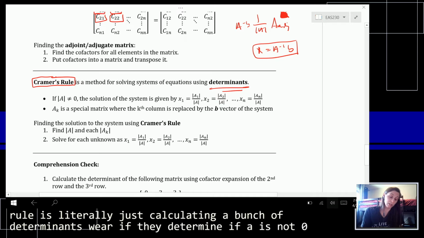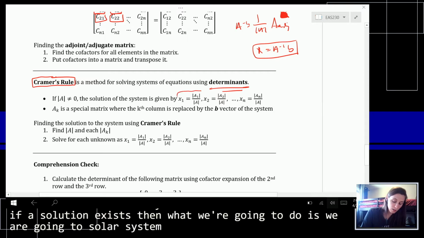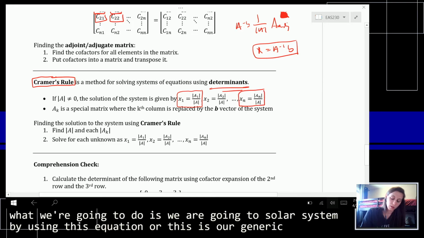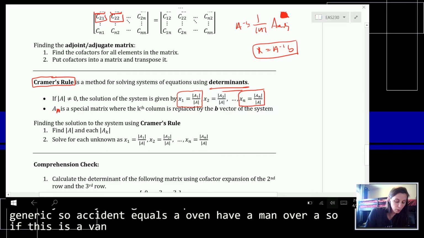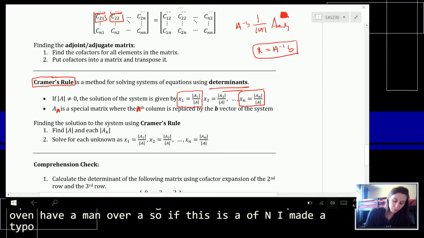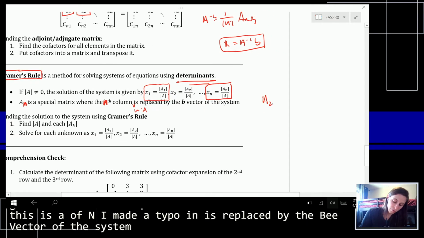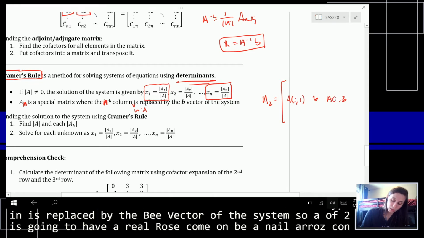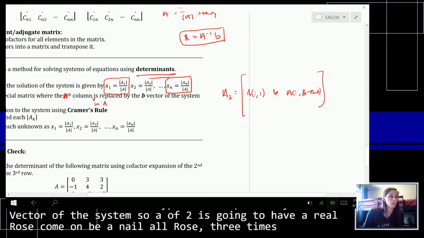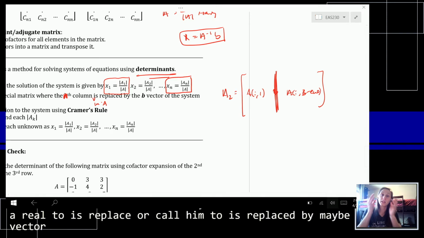Cramer's rule is literally just calculating a bunch of determinants. If the determinant of A is not zero, so if a solution exists, then we solve our system using this equation, this is our generic one: x_n equals the determinant of A_n over the determinant of A. A_n is a special matrix where the nth column in A is replaced by the B vector of the system. So A_2 has all rows of column 1, then B, and then all rows of columns 3 to n. So column 2 is replaced by my B vector. All the other columns stay the same.